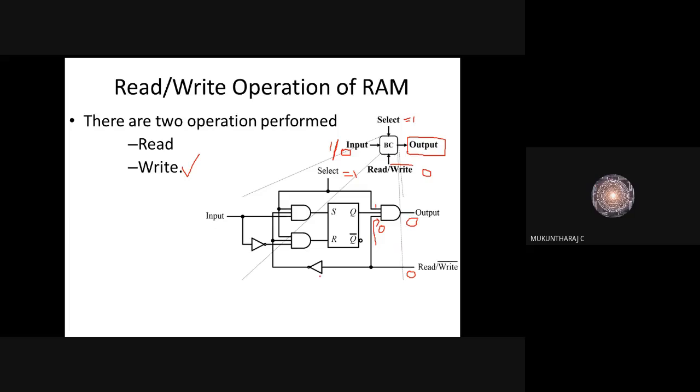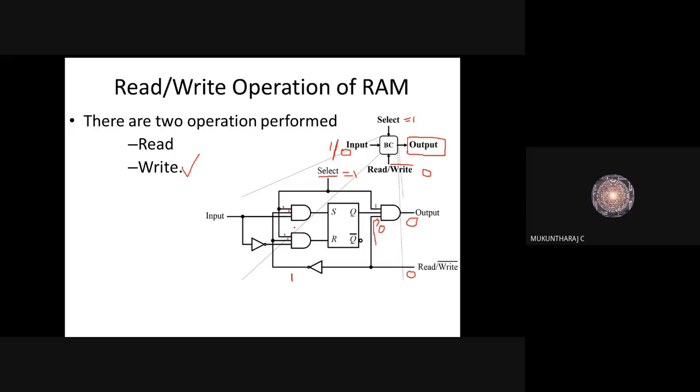Okay, then this NOT gate produces logic 1. Okay, 0 is inverted as logic 1. This logic 1 is applied to these two AND gates. Okay, so here 1, here also 1. Okay, then the select line is set with logic 1. So this line is also logic 1.